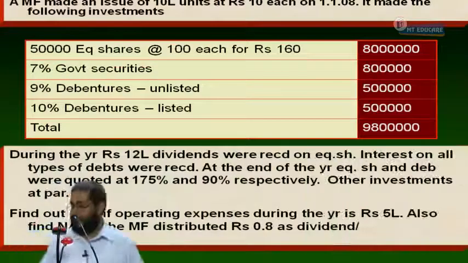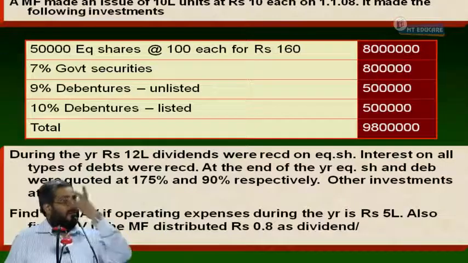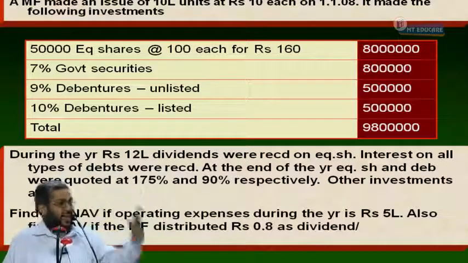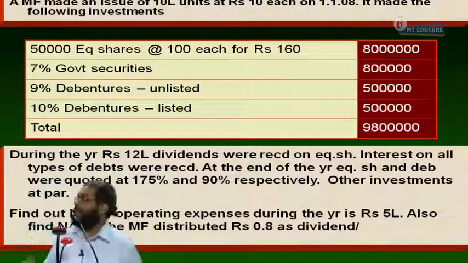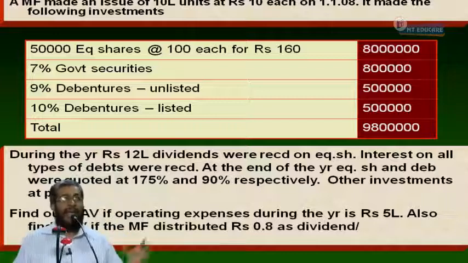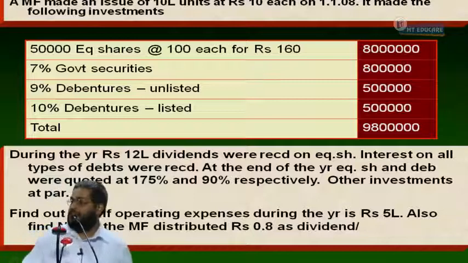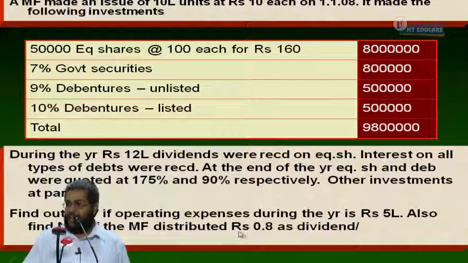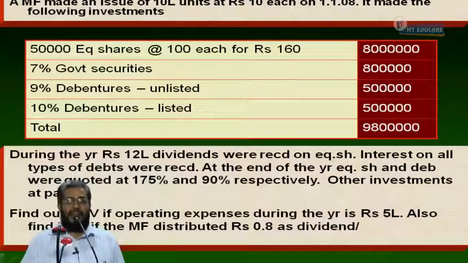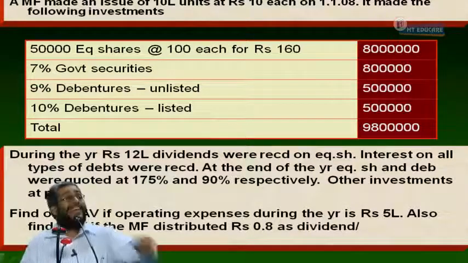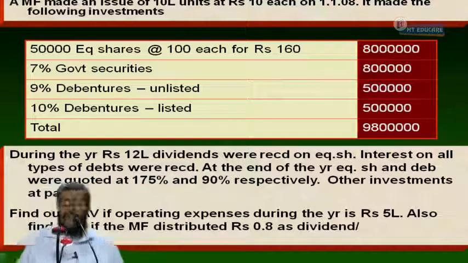Now see the problem. A fund was started by accepting 1 crore rupees. As soon as I accepted the money from the investors, I allotted them 10 lakh units. And this money was invested in these securities and other details are given. Now they ask you to find out the year-end NAV. At the end of the year, what should be the NAV?